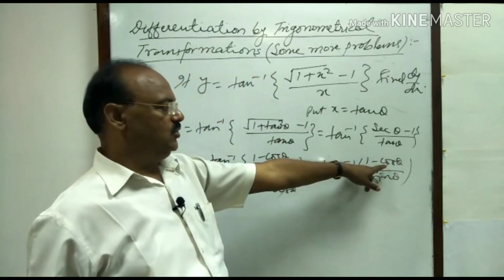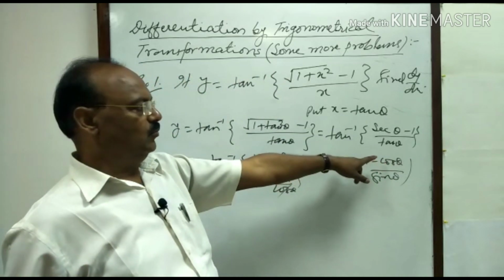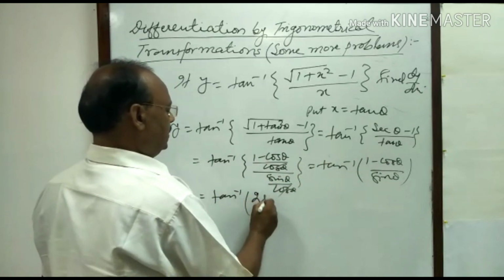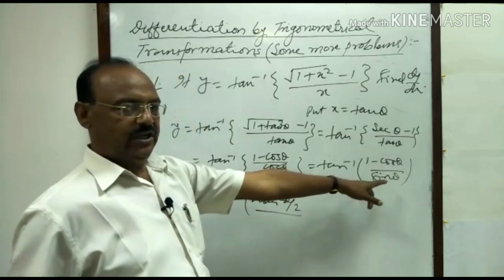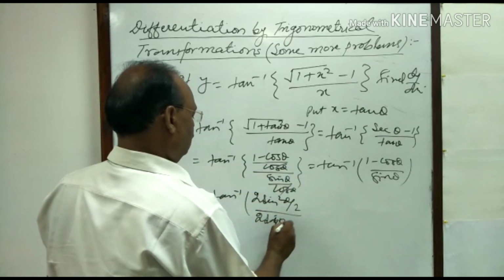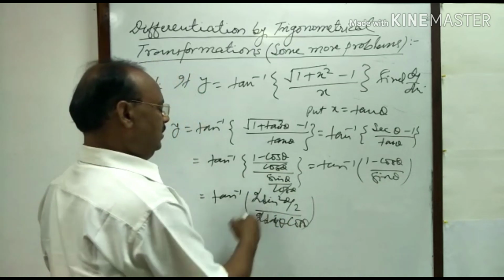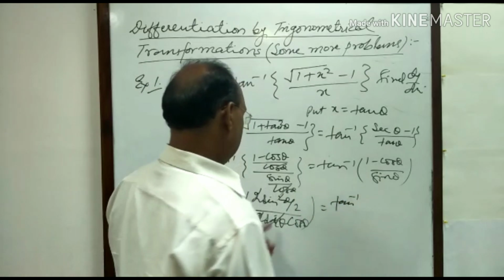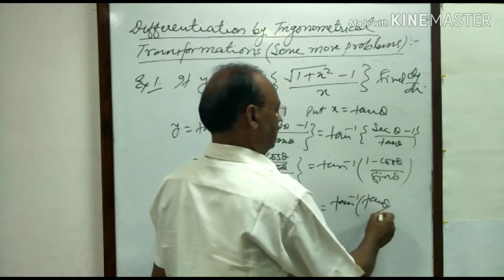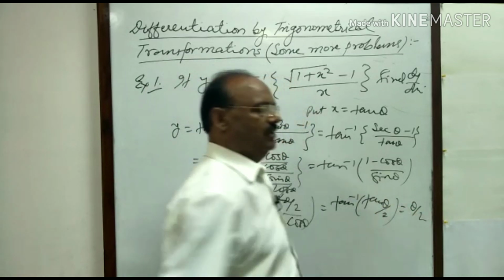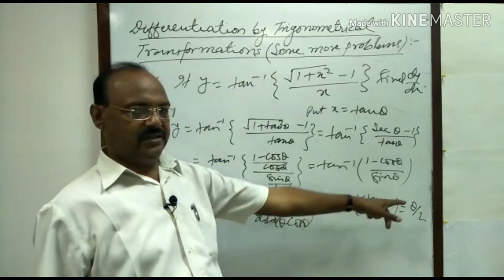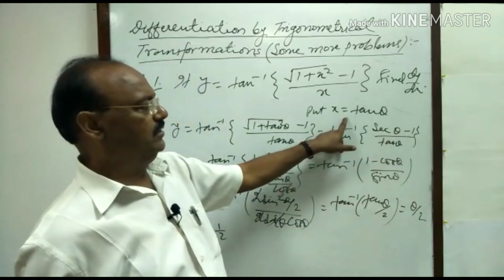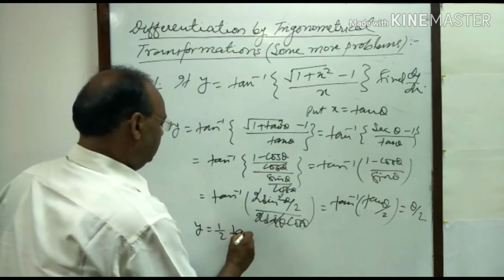1 minus cos theta can be written as 2 sin square theta by 2 with the help of a formula in trigonometrical transformation. So this is equal to tan inverse 2 sin square theta by 2, and here this sin theta can be written as 2 sin theta by 2 into cos theta by 2. Here 2 will be cancelled out, and this square will be cancelled out with sin theta by 2. So we are getting here tan inverse of tan theta by 2, and this is equal to theta by 2. Since tan inverse of tan x is equal to x, we are getting here y is equal to half of theta, and from here we will get theta is equal to tan inverse x.